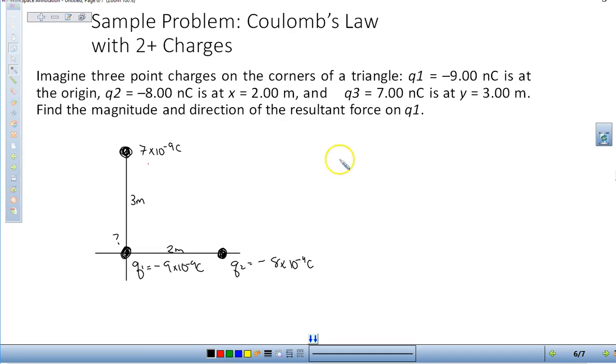As always, my first step is to find the direction of each of the forces. The way we're going to do that is we're going to draw the direction by considering if they're attractive or repulsive. That's what I'm doing here. I'm asking, is this attractive or repulsive? And once I figure that out, I draw that in. So let's see. And this is Q3, right?